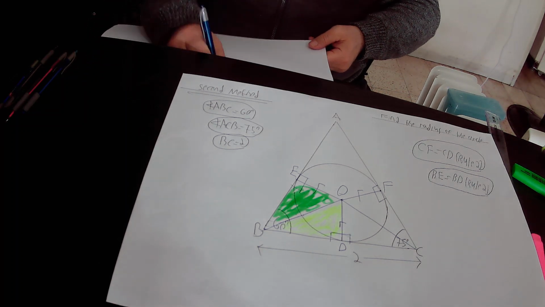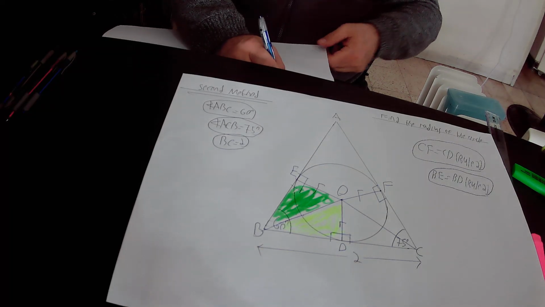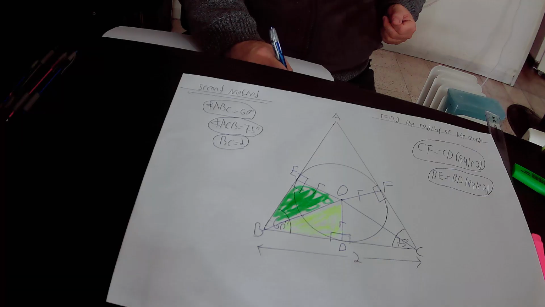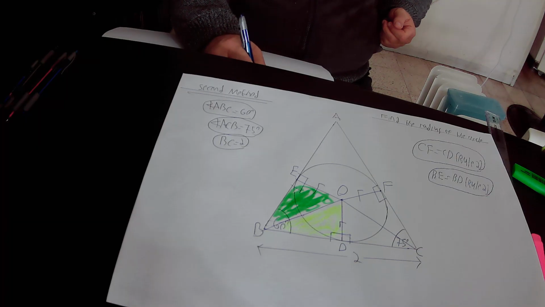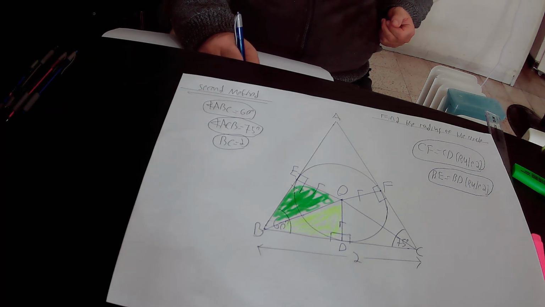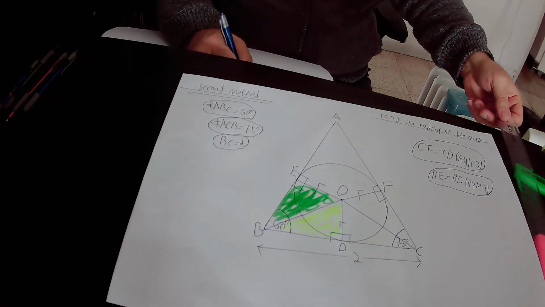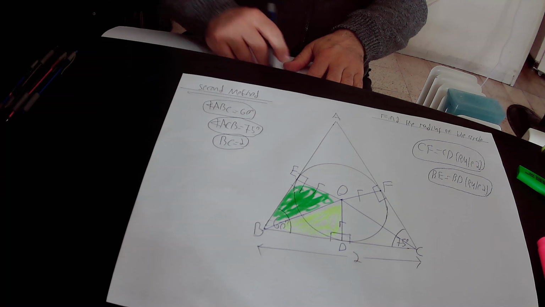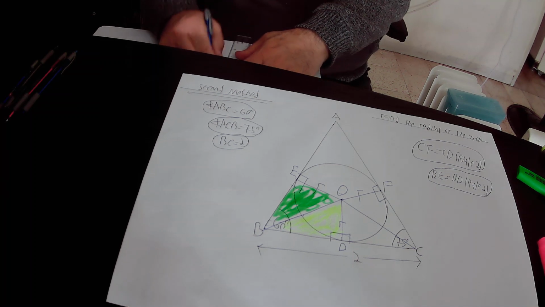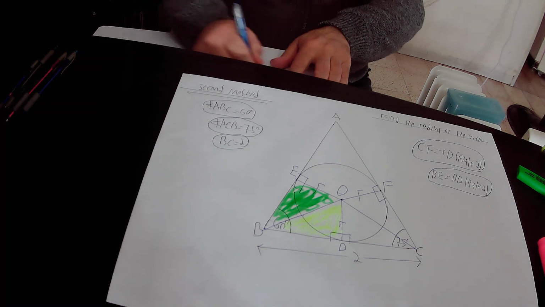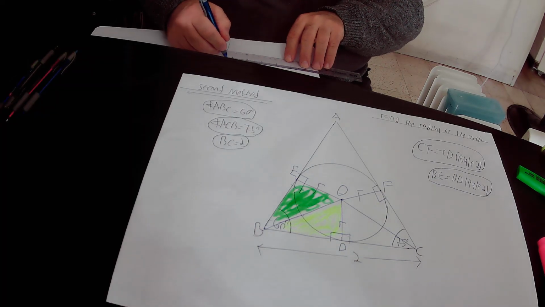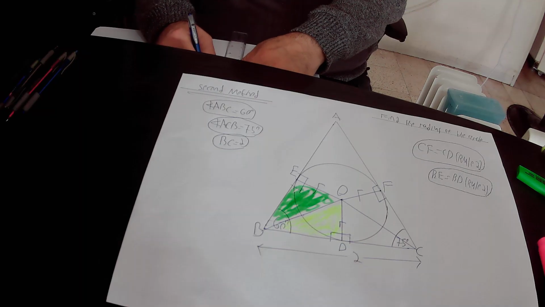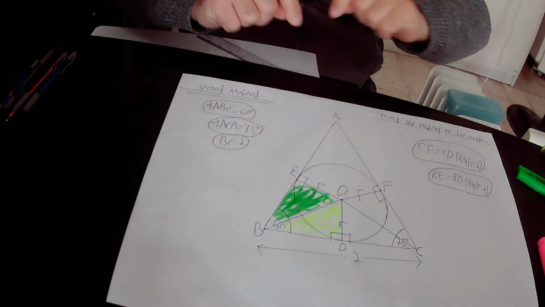So I write it down. We prove that the green right triangle EOB is congruent to the yellow right triangle OBD. So why are those two right triangles congruent to each other?